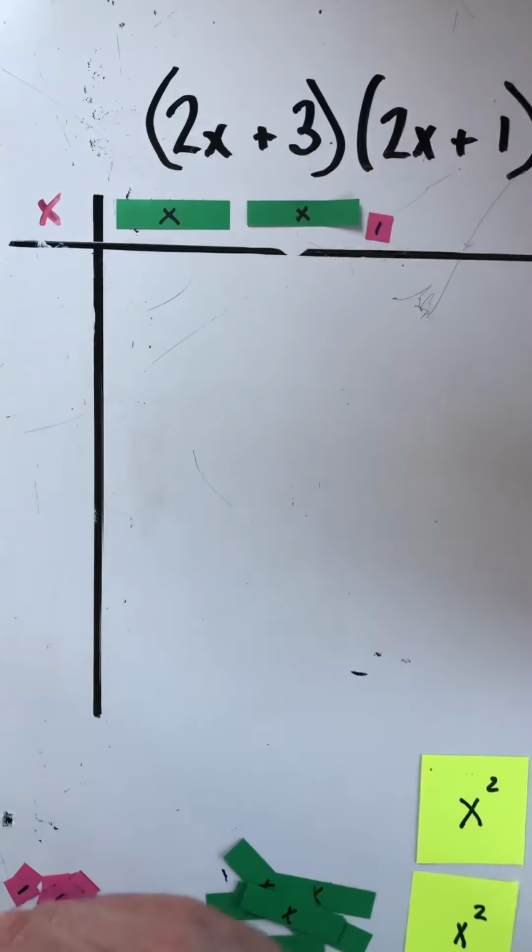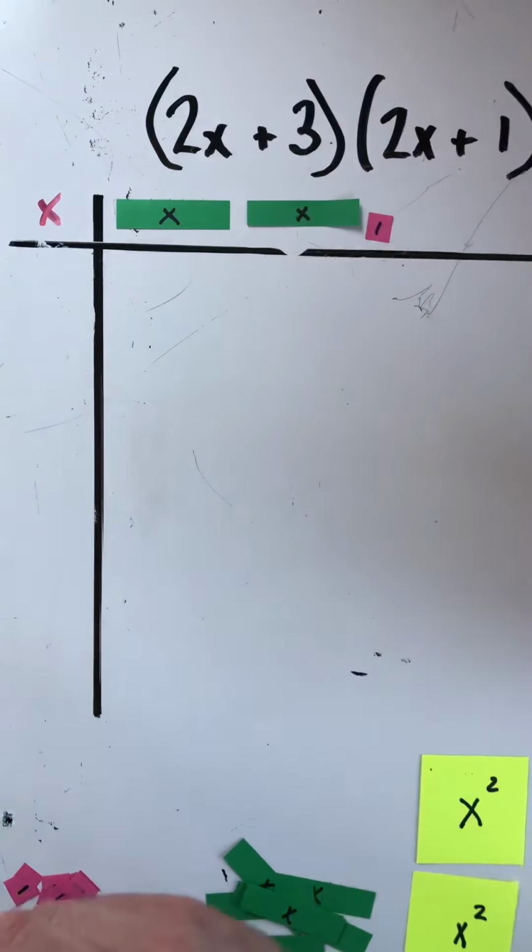Now I'm ready for my last piece. x times 1 is x. x times 1 is x. And now I'm down to the very end here. 1 times 1 is 1. 1 times 1 is 1. 1 times 1 is 1.